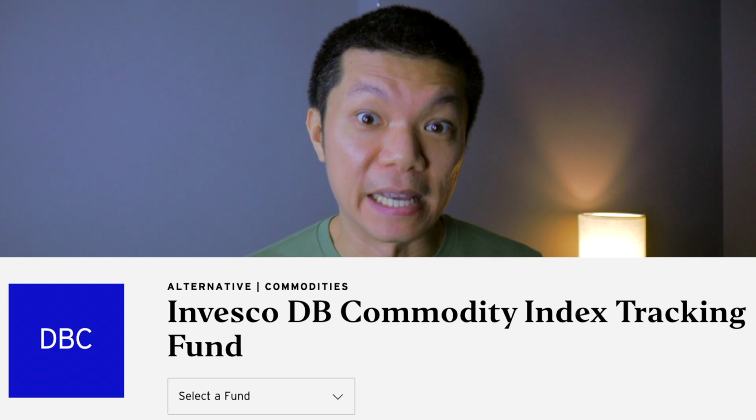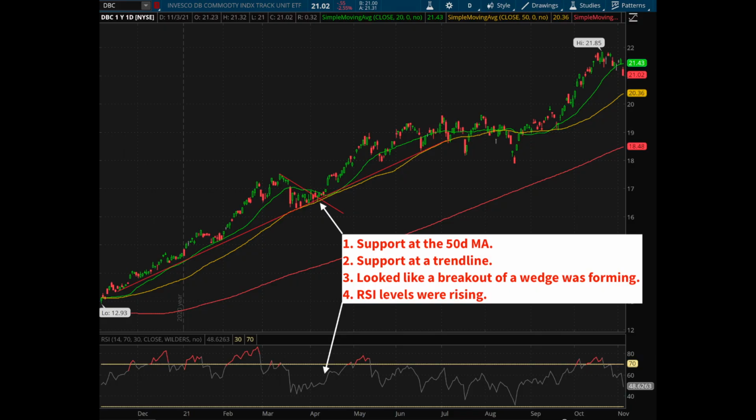I made a trade on April 12th because at that point I thought there was enough confirmation from the technicals where I saw prices reacting quite well to the moving averages, the RSI levels were great, and on top of that it looked like a potential breakout out of a trend line.